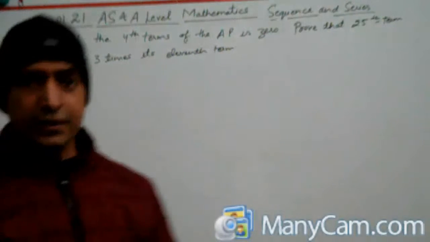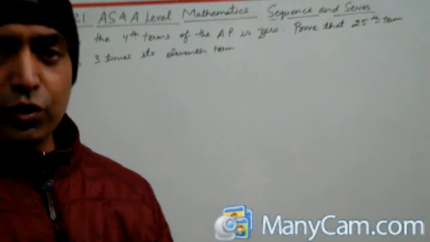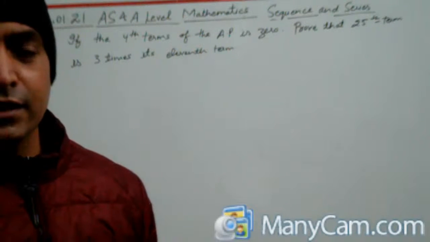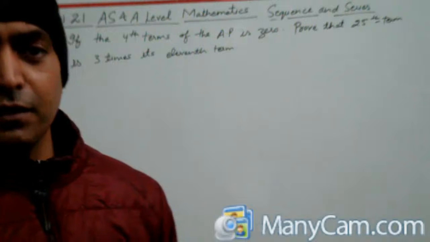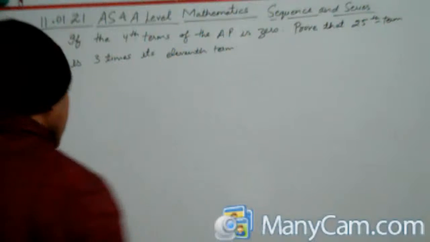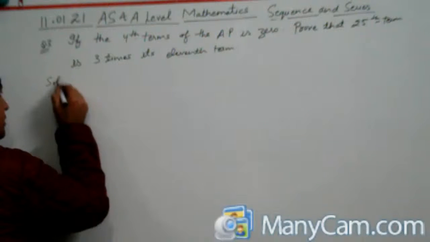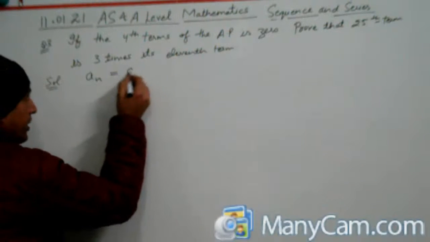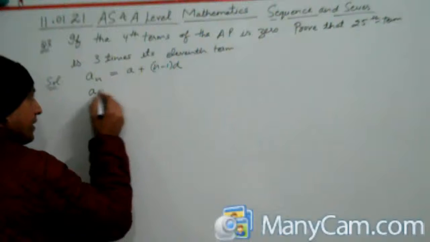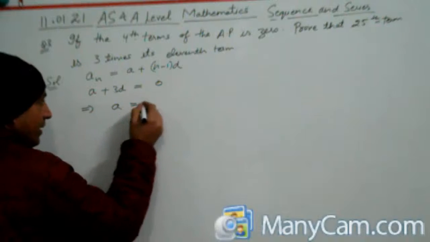What is given? Given that the fourth term of the AP is 0, then prove that the 25th term is 3 times the 11th term, right? The formula is an is equal to a plus n minus 1 into d. So what is a4? A4 is equal to a plus 3d is equal to 0. This implies that a is equal to minus 3d.